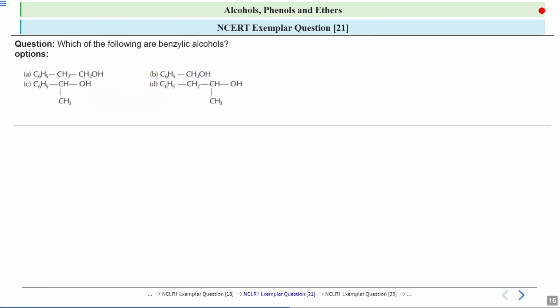Now let us see the next question. Which of the following are benzylic alcohols? You are given 4 options and you have to tell which one of them is a benzylic alcohol. So first you need to remember what a benzylic alcohol is. Then based on that definition, you will tell which one is a benzylic alcohol. I'll give you some time to think and then we will discuss it.